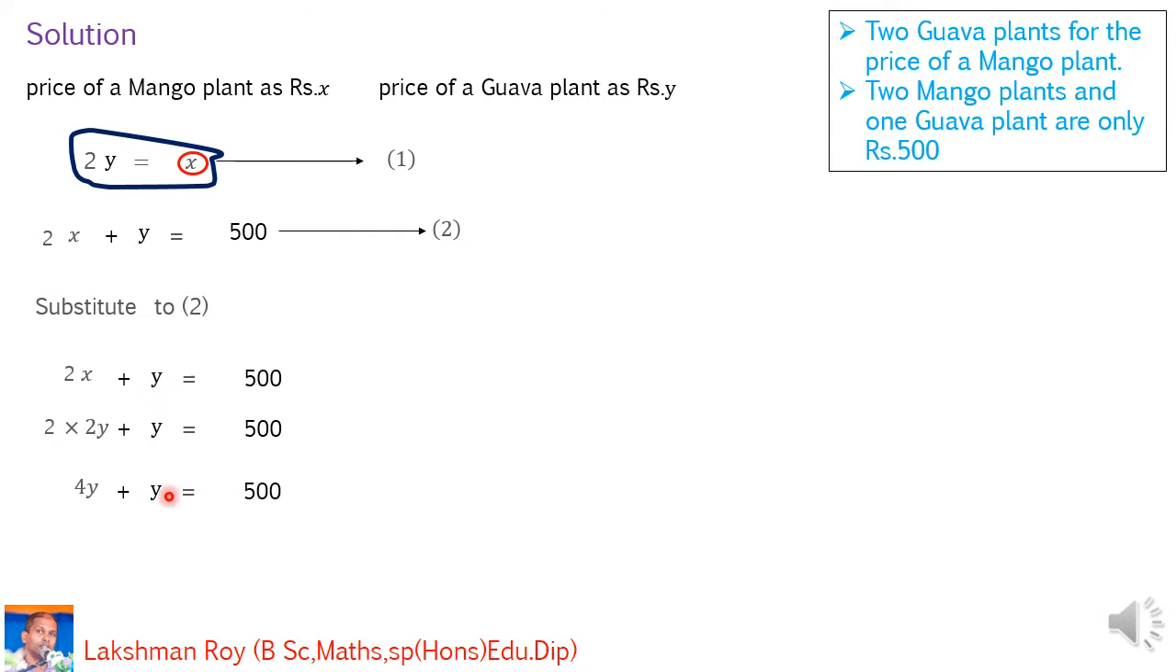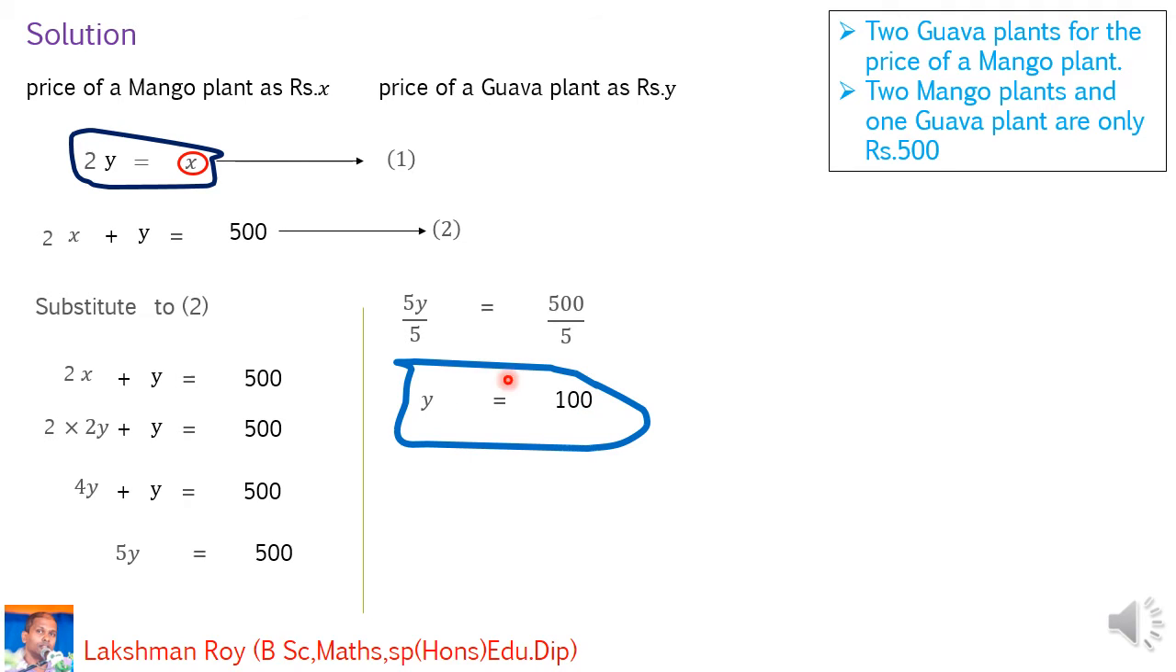Okay, then here see 4y plus y, like terms. Here there are 4y terms, here 1y term, so you can add all the y, then you get 5y equal 500. Now we have to find y. Here y is multiplied by 5, so on both sides we divide by 5, then the 5 cancels and you get y. 500 divided by 5 is 100, so that is one variable, y.